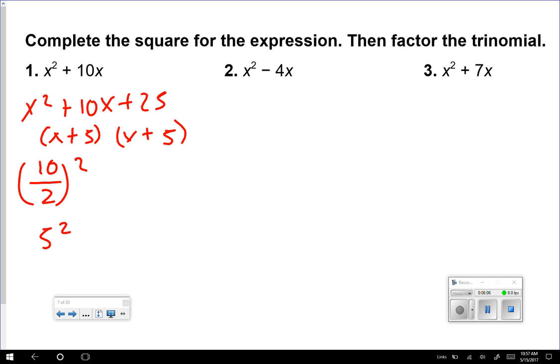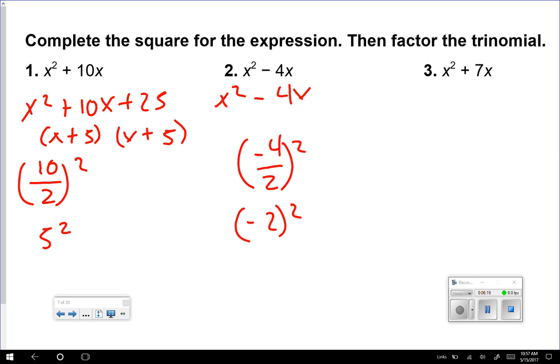Okay, and we got x squared minus 4x. So we got negative 4 divided by 2 squared. Negative 2 squared would give you 4, so plus 4. And you would factor, and we get minus minus 2 and 2.